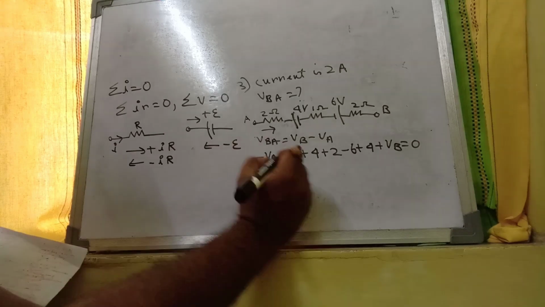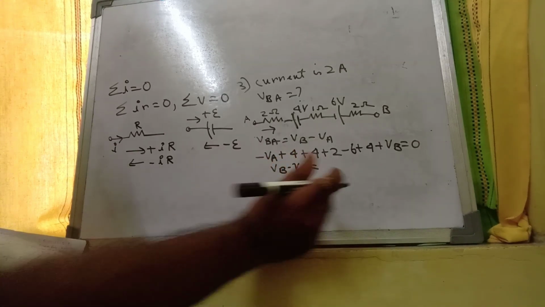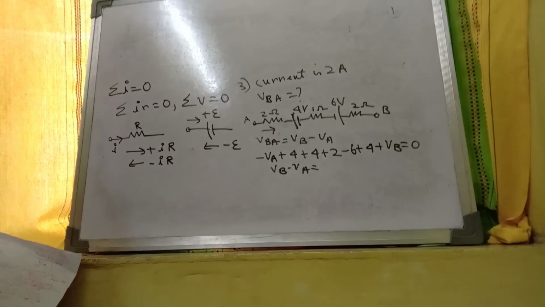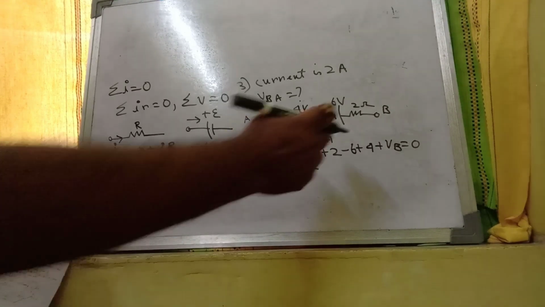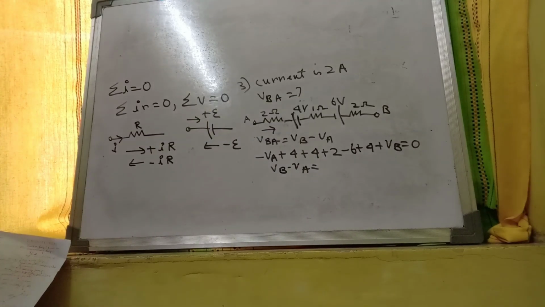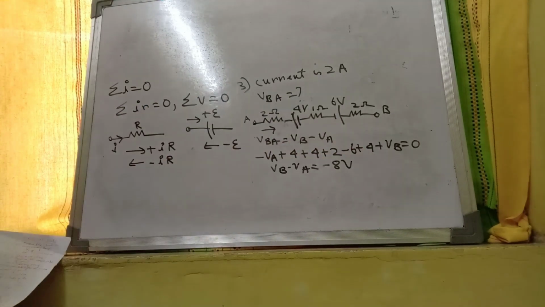my VB minus VA comes, if you calculate it, 4 plus 4 plus 2, 10. 10 plus 4 is 14. 14 minus 6 is 8. So it should be minus 8 over here. Same thing, VB minus VA is minus 8 volt.